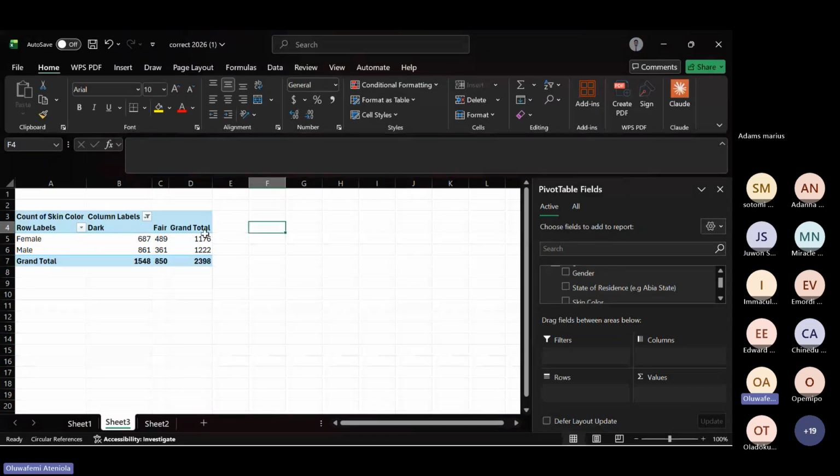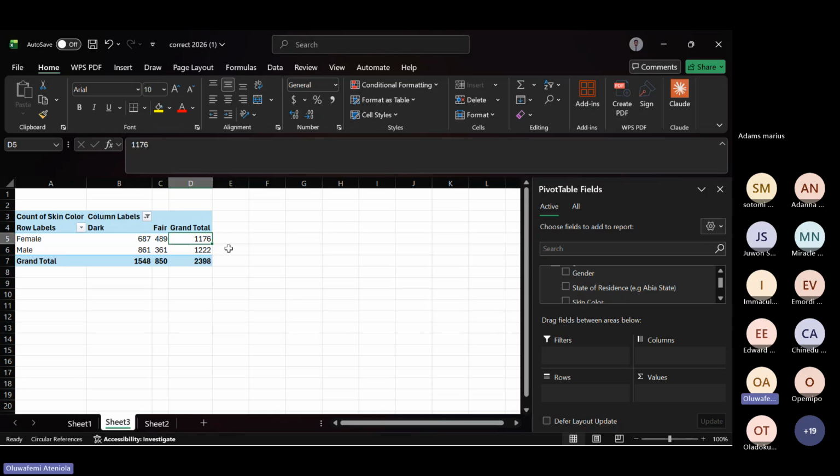I mean, here you have 1,176 female respondents, while you have 1,222 male respondents. If you look at the gap between them, it is not too much, which means the responses are evenly distributed based on gender. So we cannot say there is some sort of gender bias in the response. And I believe we understand what this means, right?